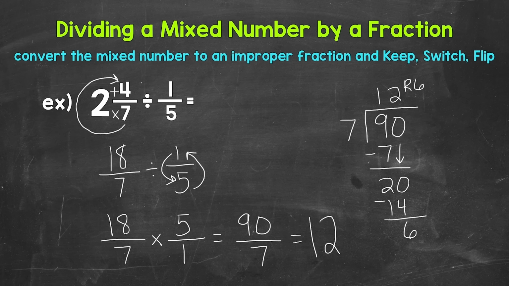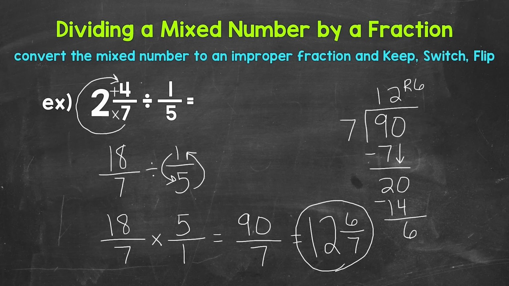We don't hit 90 exactly. That remainder is the numerator of the mixed number. And then we keep the denominator of 7 the same. So we end up with 12 and 6/7. We can always look to see if we can simplify the fractional part of a mixed number. 6/7 is in simplest form. The only common factor between 6 and 7 is 1, so we are done. 12 and 6/7. So there's how to divide a mixed number by a fraction.